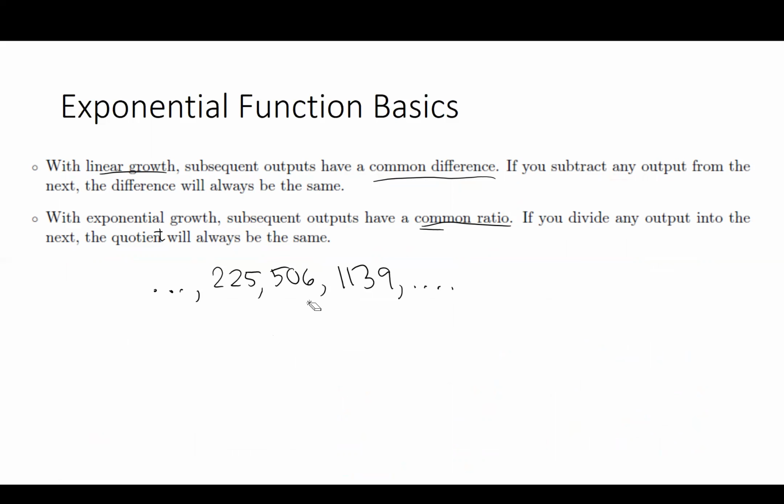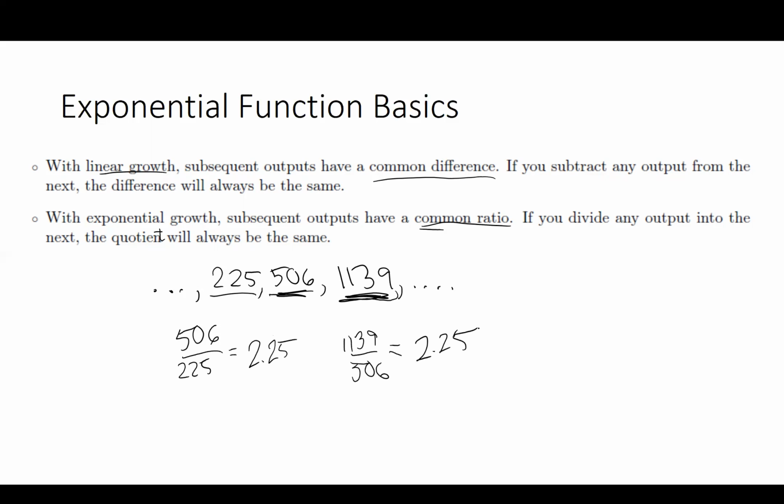But the question could be, well, what happens when I divide? So what I could do is take the 506, divide it by the previous term, and get 2.25. Hold on, is that true? Yes. Then, similarly, I could take the 1139, divide it by 506, and I end up with, wouldn't you believe it, 2.25.